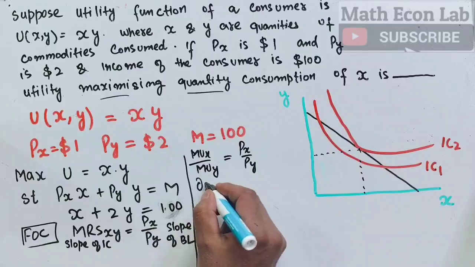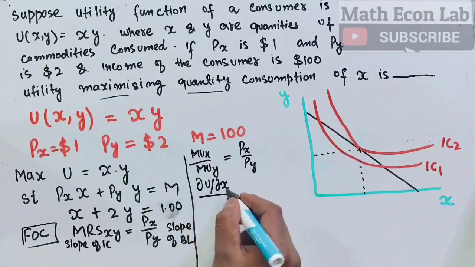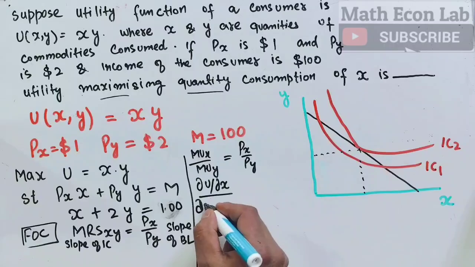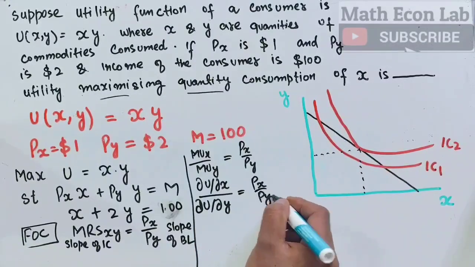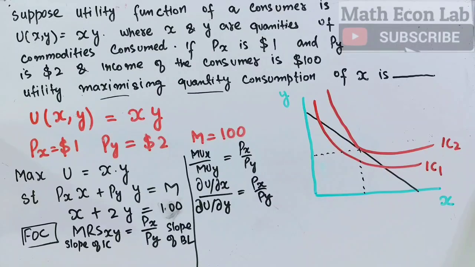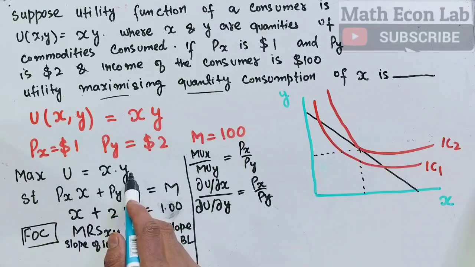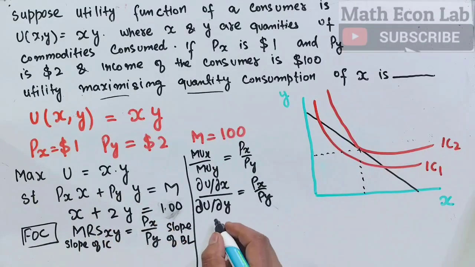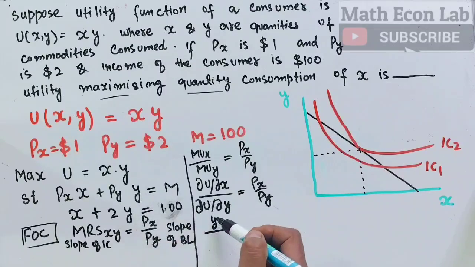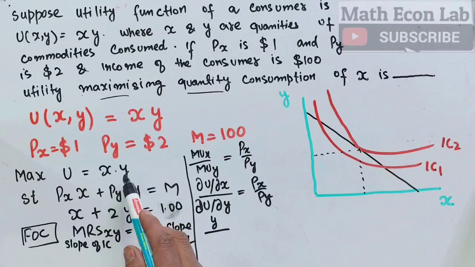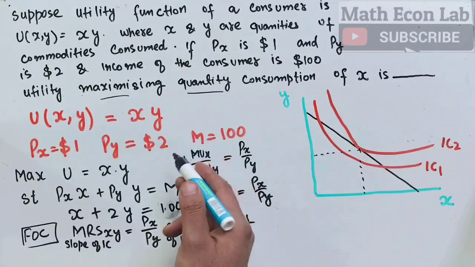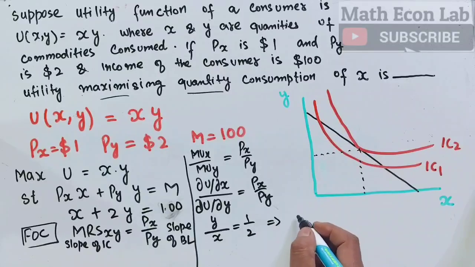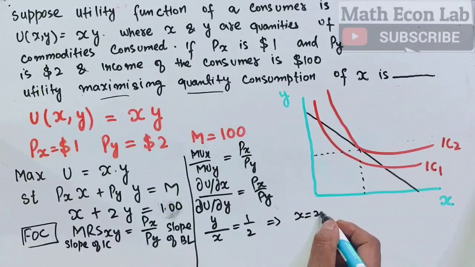MUX is simply the change in the utility due to the change in the consumption of good X, and similarly MUY means the change in the utility due to the consumption of good Y should be equal to the ratio of the prices. dU/dx means the partial derivative of the utility function with respect to x. So the derivative of x is 1, we are left with y, divided by dU/dy, the derivative of the utility function with respect to y, so we are left with x. Price of x is 1 and price of good y is 2. Solving for this, we get x is equal to 2y.